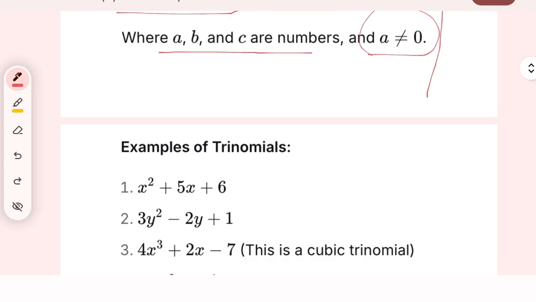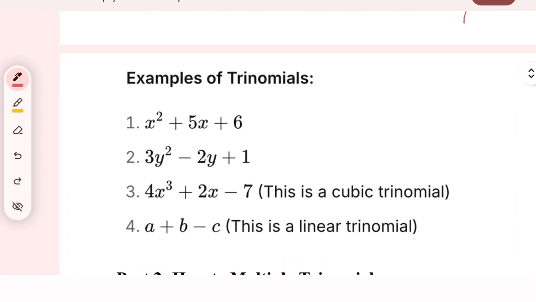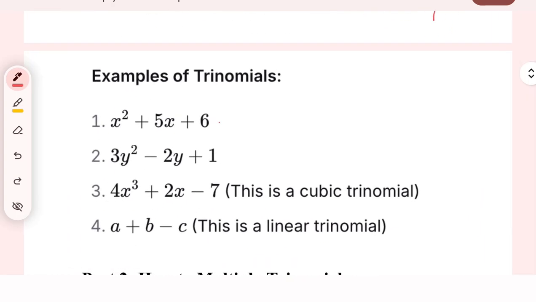So here are more examples of trinomials. This is a trinomial as well. There are 3 terms there. Example number 2 is also a trinomial. In this case, the variable is y. The first term is 3y squared, then minus 2y, and plus 1. So 3 terms.